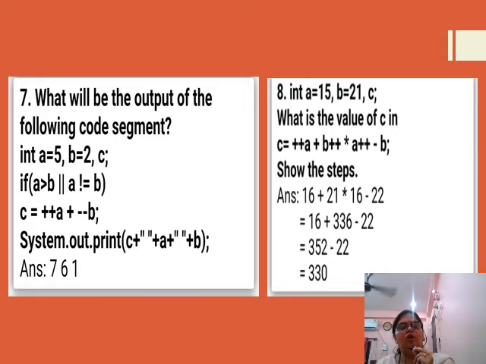Here we have to solve this now. Okay, see, plus plus A is your 6. Okay, plus minus minus B will be your 1. 6 plus 1 will be your 7. So the value of C is 7, and A has become 6. What was the A? 6, and B was 1. So it will be printed.